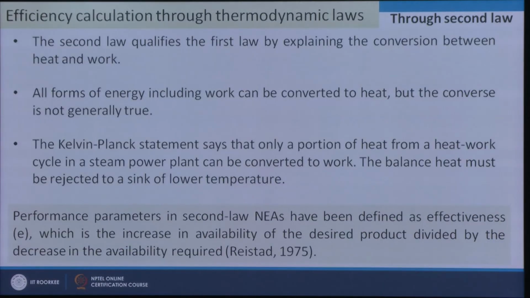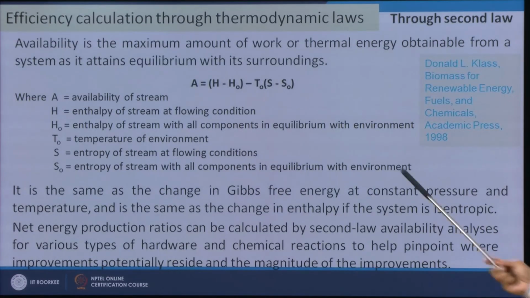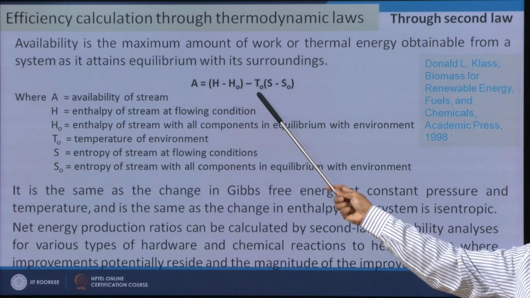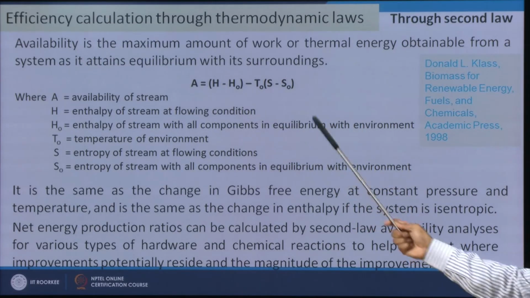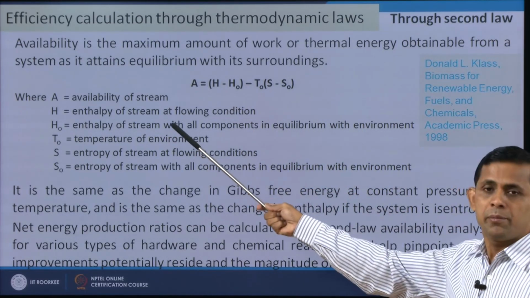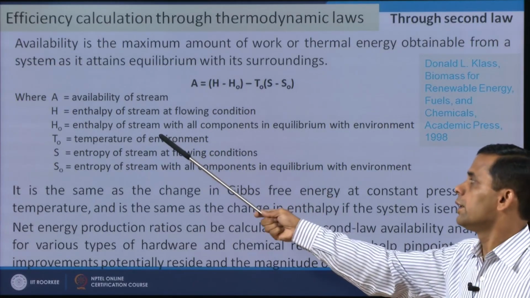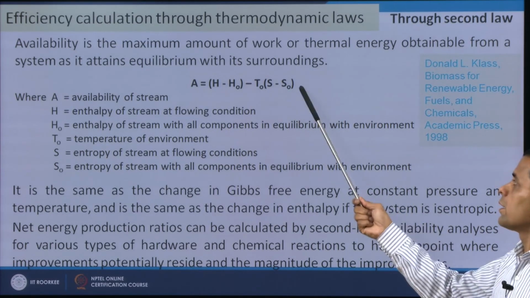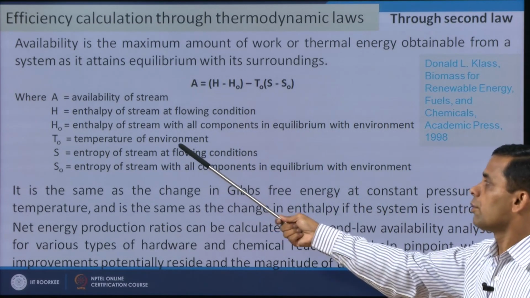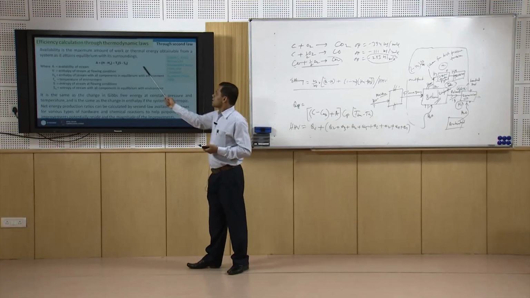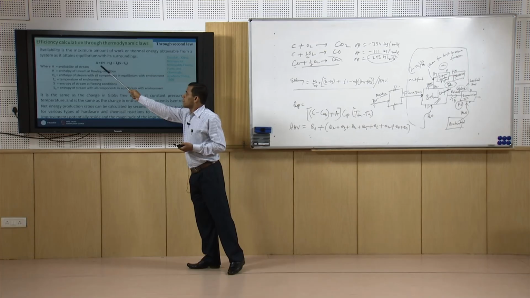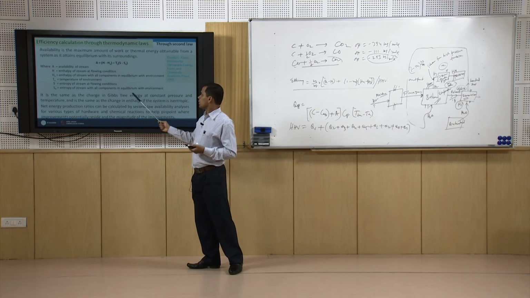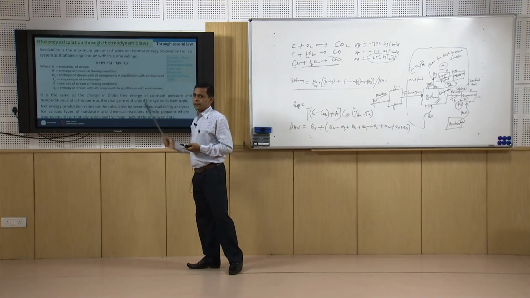The second law gives us another parameter, that is net energy availability, which is defined as A equal to H minus HO minus T into S minus SO. H is the enthalpy of the stream at flowing condition and HO is the enthalpy of the stream with all components in equilibrium with the environment, and similarly S and SO, and TO is the temperature of the environment. Now, this is similar to del G equal to del H minus T del S, which gives the free energy relationship.